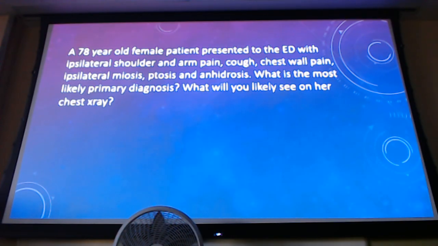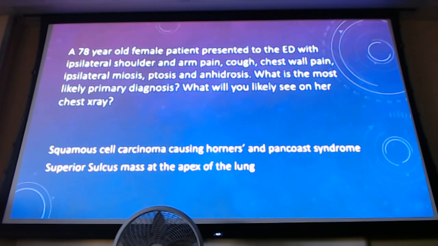What's the most likely if you have a Pancoast tumor, what's the most likely type of tissue? First, is it non-small cell or small cell? Non-small cell. And then out of those three that we just talked about, what's the most likely cause of a Pancoast? Squamous cell carcinoma. Causing Horner's and Pancoast syndrome, and then that's superior sulcus mass at the apex.